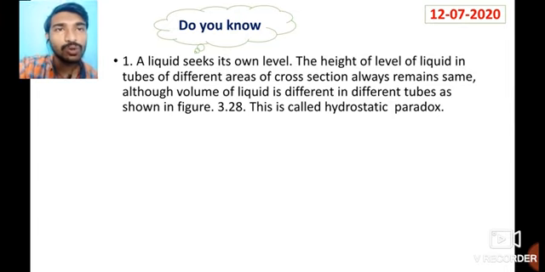So now, do you know a liquid seeks its own level? The height of the liquid in tubes of different areas of cross section always remains the same, although the volume of liquid is different in different tubes as shown in the figure. This is called hydrostatic paradox. You have to remember one thing, only hydrostatic paradox.